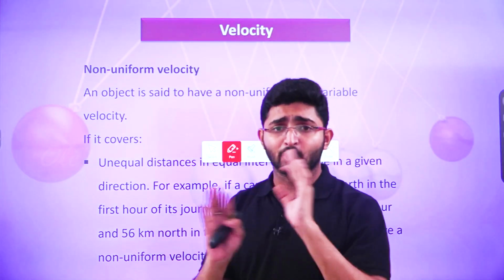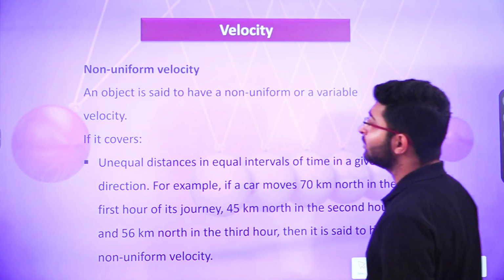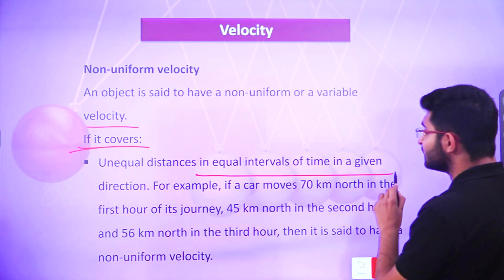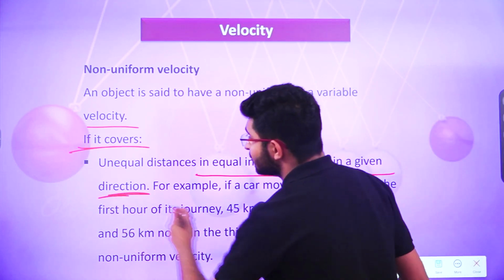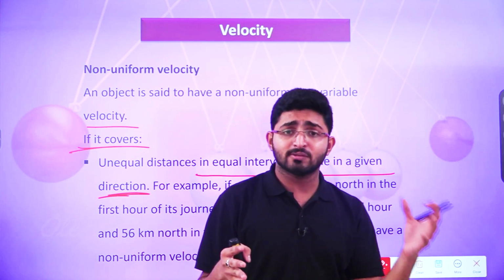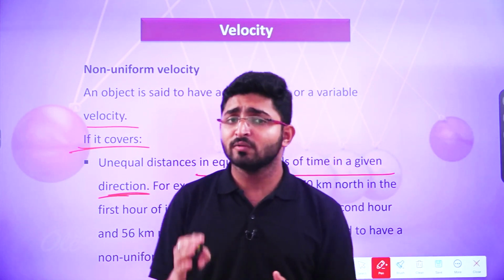Now moving ahead, we have the next topic, that is non-uniform velocity. This will be the opposite of uniform velocity. An object is said to have a non-uniform or a variable velocity if it covers unequal distances in equal intervals of time in a given direction. So whenever any object is covering unequal distances in equal intervals of time in a given direction, that will be the non-uniform velocity or a variable velocity.